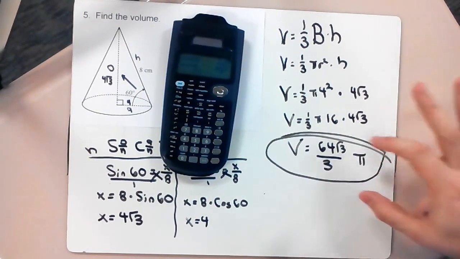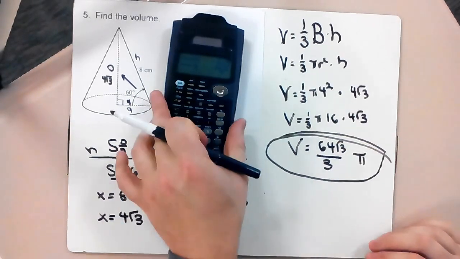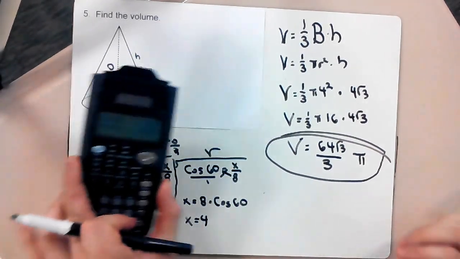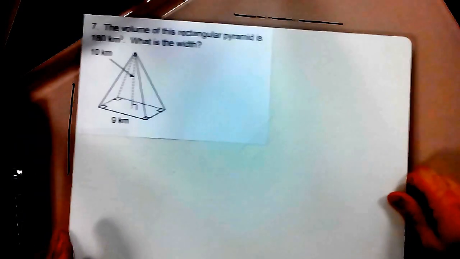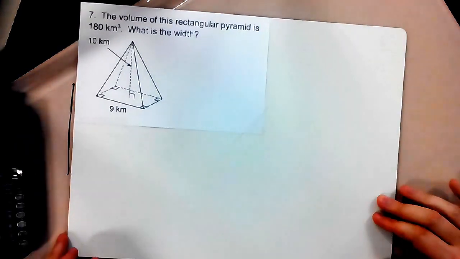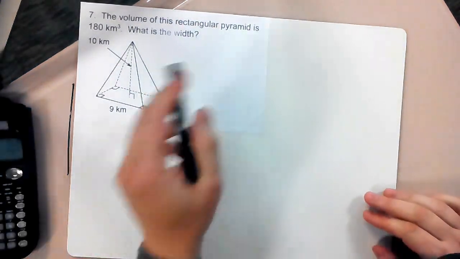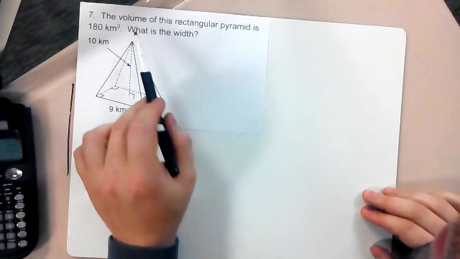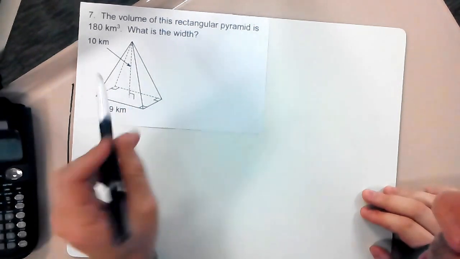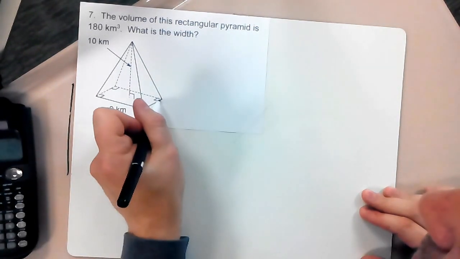Okay, there it is. Don't get intimidated by those square root signs. I know it looks crazy, but keep in mind the calculator does most of that work. All right, 3 more to go here. So now I have this problem. It gives me the volume of this rectangular pyramid is 180 kilometers cubed. What is the width? I have to find this length.